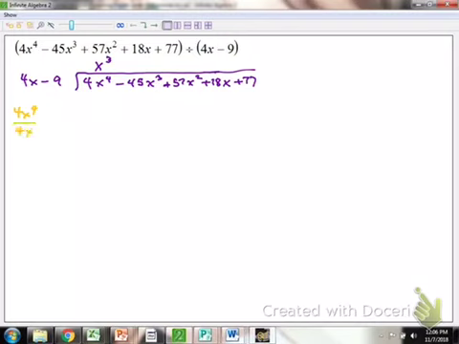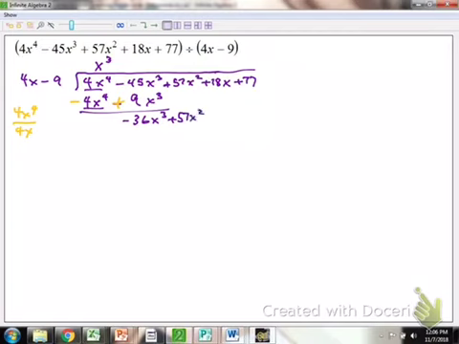The next step in the long division process is to multiply. So we're going to multiply x cubed times 4x and get 4x to the fourth. X cubed times negative 9 is negative 9x cubed. The next step is to subtract, which changes the signs of these terms. So 4x to the fourth minus 4x to the fourth is gone. Negative 45x cubed plus 9x cubed is negative 36x cubed. And bring down the next term, 57x squared.